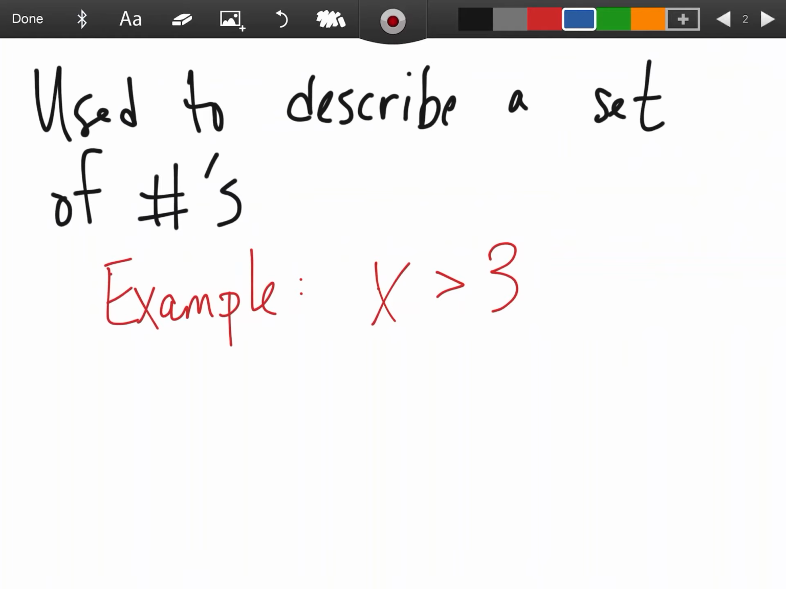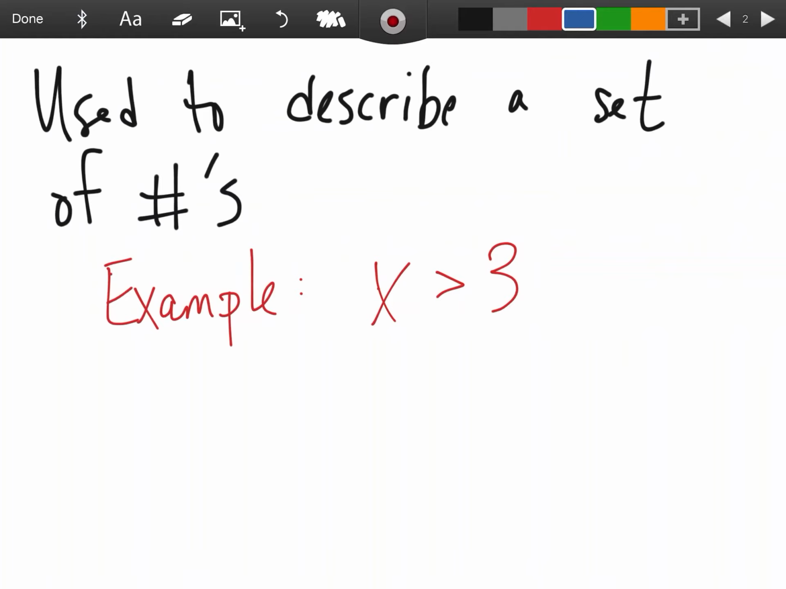And I wrote an example here, just x is greater than 3. It's the set of all real numbers that are greater than 3 in this case. So there's an infinite amount of numbers that fall in that set, right? 4, 5, 6, 3.01. We can name an infinite amount of numbers that fall in this set.